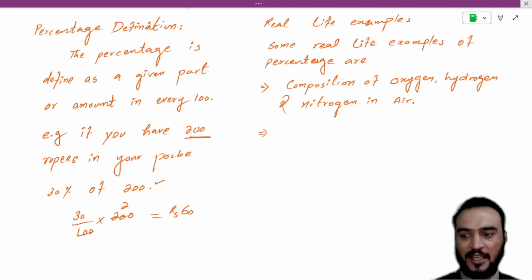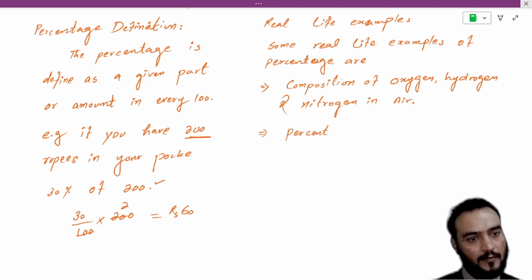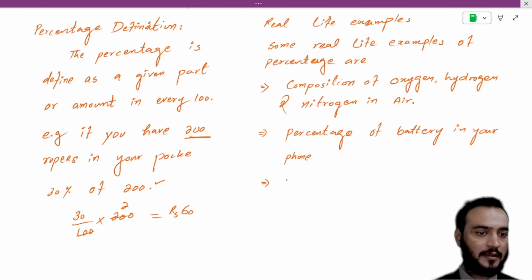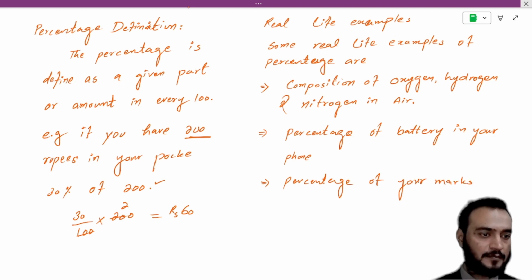Next is the percentage of battery in your phone. And the last example of a percentage in our daily life is the percentage of your marks in a test.